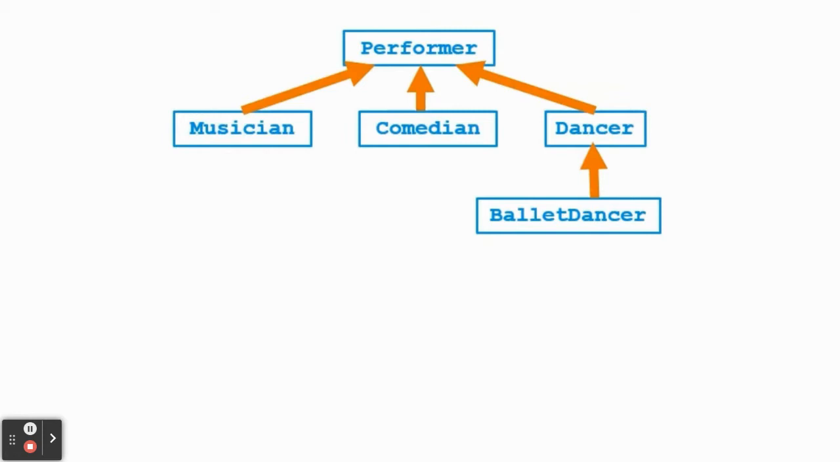You would say a musician is a performer, a comedian is a performer, a dancer is a performer, and you could say a ballet dancer is a performer, or a ballet dancer is a dancer. Yes? So would you say ballet dancer extends dancer? Yeah, in this case, it's double extension. When it's drawn like this, it means dancer extends performer, ballet dancer extends dancer.